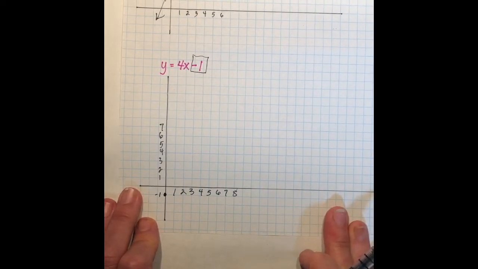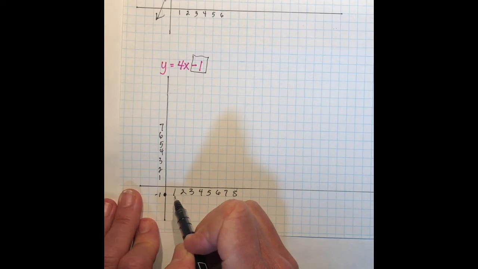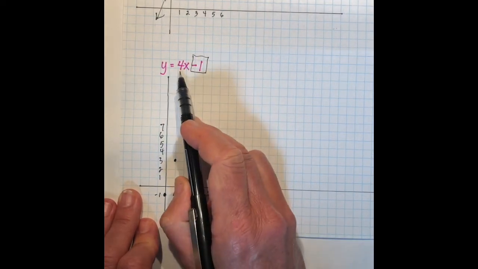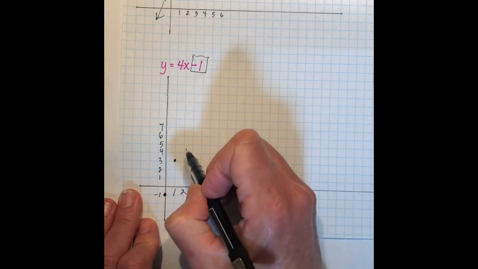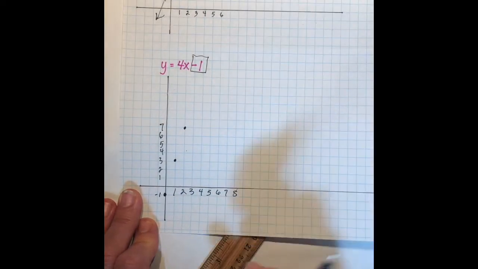And let's see, I have a rate of change of 4. So that means go over 1 and up 4. 1, 2, 3, 4. Rate of change is 4. I go over 1 unit and up 4. 1, 2, 3, 4. Done.